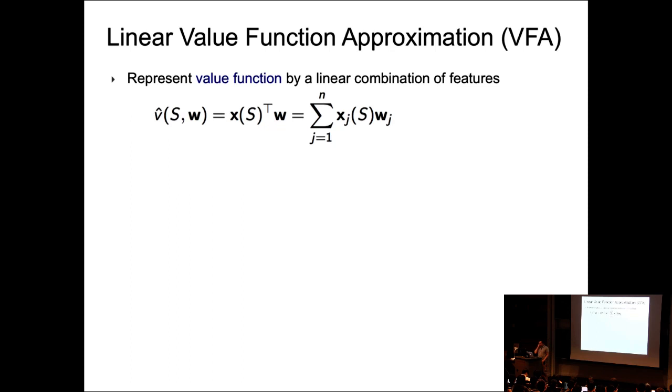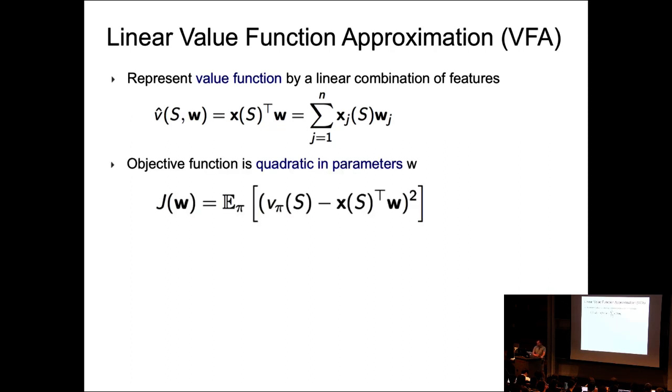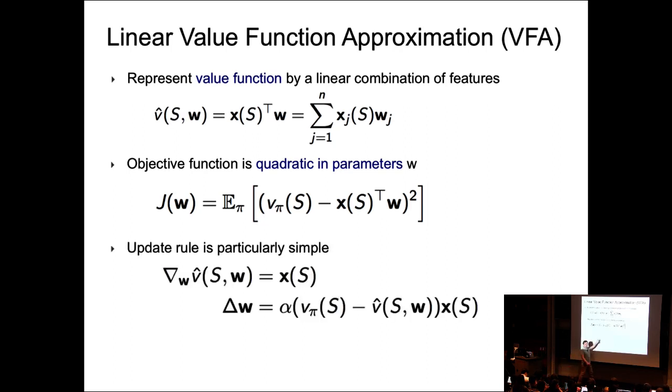A very simple example, which is a linear value function approximation. We're going to represent the value function by a linear combination of features. We can construct a whole bunch of different features that we believe are useful for encoding the state. And our value function approximation is going to be given by some linear combination of our hand-engineered features, and there are n of them. The objective function just becomes quadratic in the parameters w.